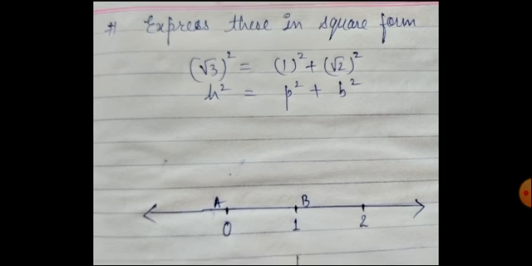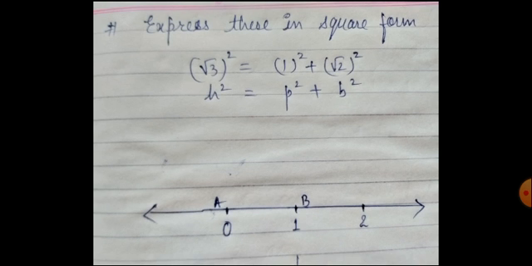Next, we have to express these numbers in square forms. 3 can be written as root 3 square equal to 1 as 1 square plus 2 as root 2 square. Now it is in the form of Pythagoras theorem, according to which hypotenuse square is equal to perpendicular square plus base square. Here we will take root 2 as base and 1 as perpendicular.